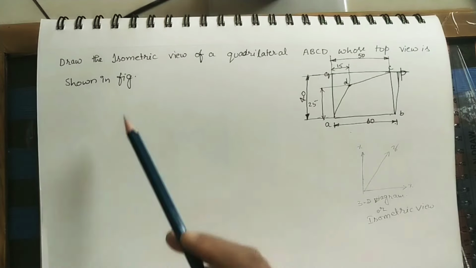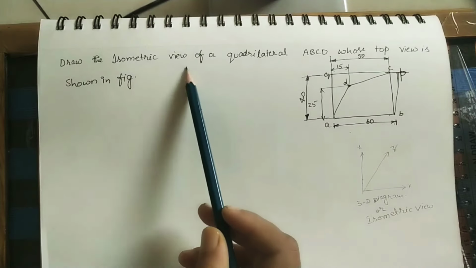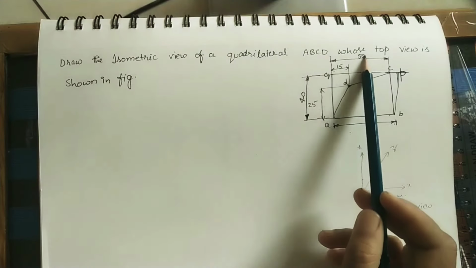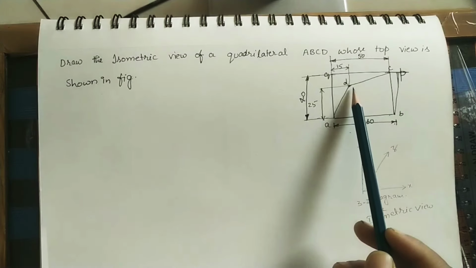Let us discuss how to do the isometric view of the given diagram. Here take the question. Draw the isometric view of a quadrilateral ABCD whose top view is as shown in figure. They have given one diagram. They are calling it the top view.